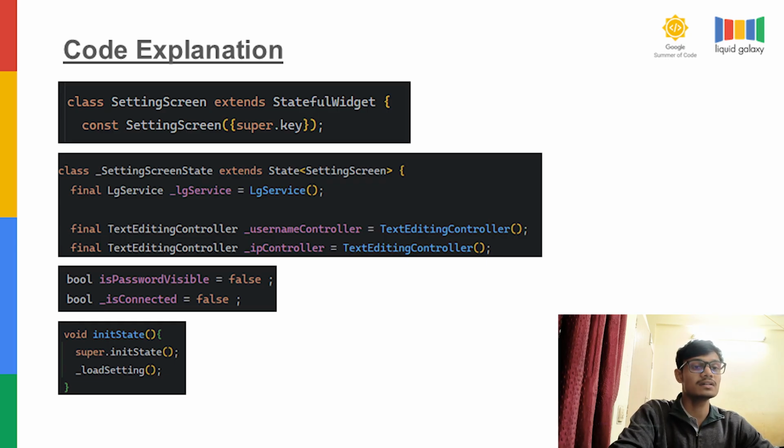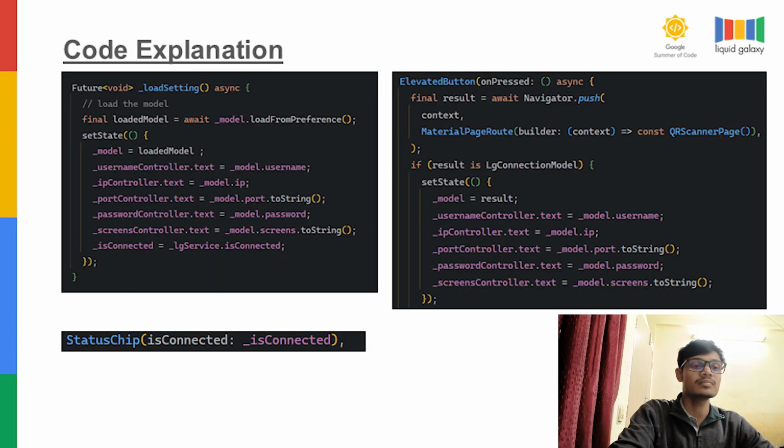Next we have the load saved function inside init state. When the screen loads, previously saved LG connections are fetched from local storage and automatically populated into input fields. This ensures a smooth user experience and avoids repeated configurations.